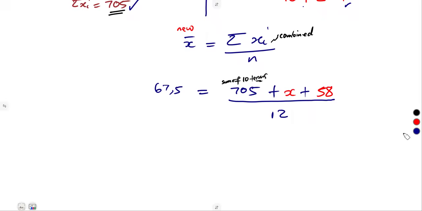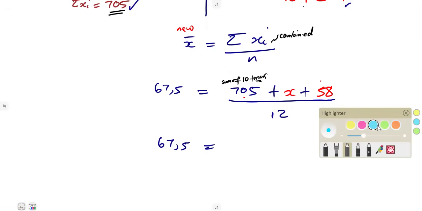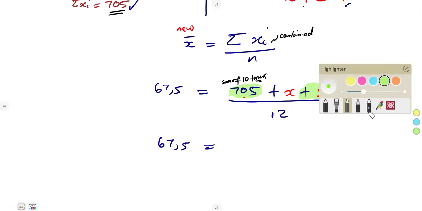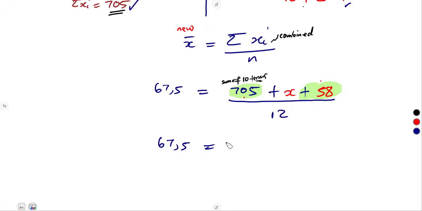So this is the same as over 1. Okay, let's just start by combining the numerator here. So you can see the alike terms, 705 and 58. Just add these two, 705 and 58. This was going to give us 763. All right, so that's 763 plus x, everything over 12, all right?